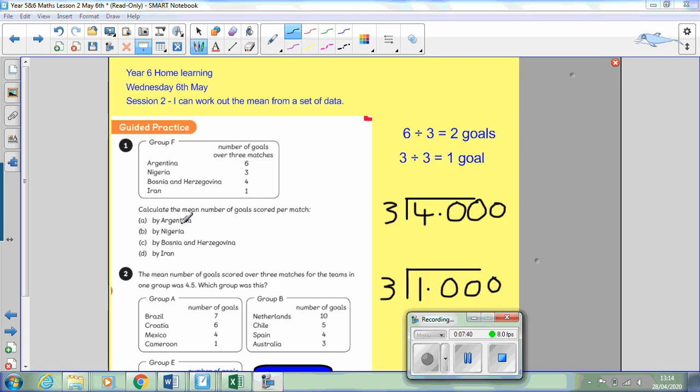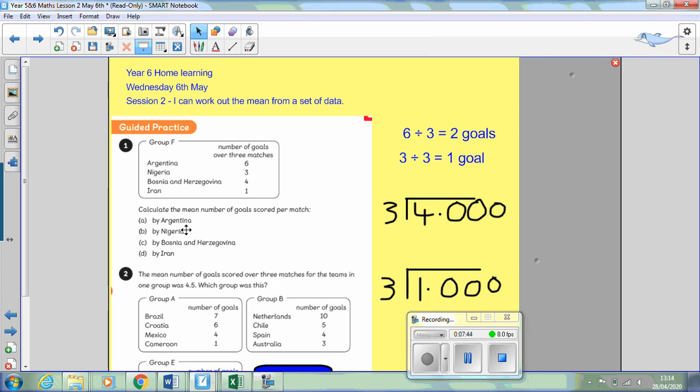So let's have a look then at the number of goals scored by Argentina per the 3 matches. So we've got to take the number of goals 6 divided by the number of matches 3, which equals 2 goals per match. That's the average that Argentina scored. Nigeria had 3 goals divided by the 3 matches, gives a mean of 1 goal per match. And then we've got the one by Bosnia.